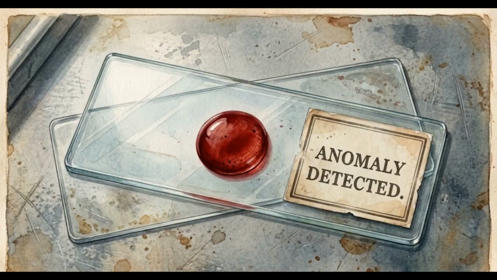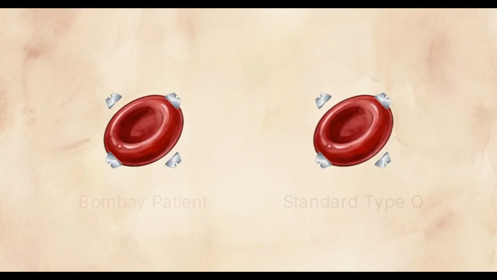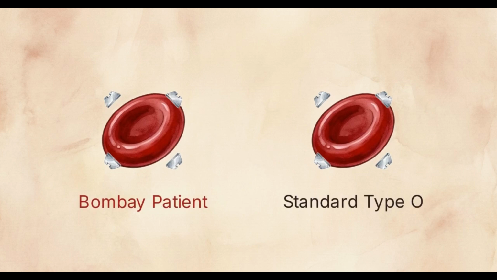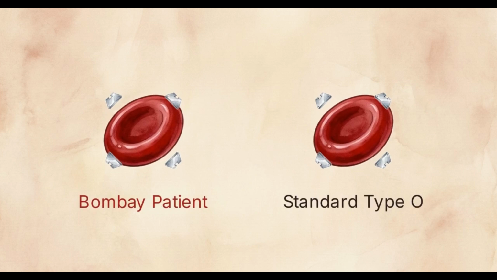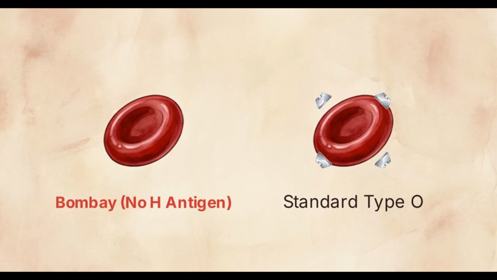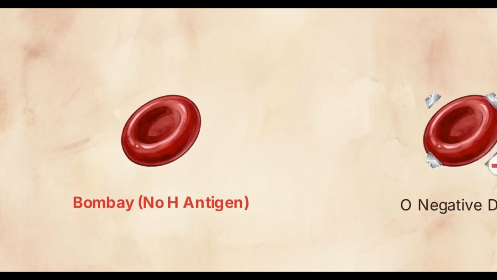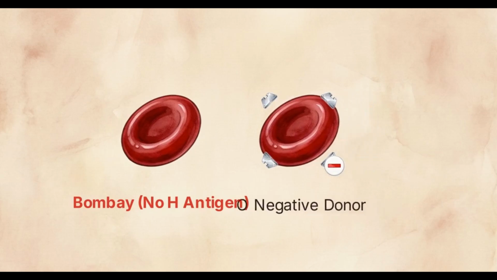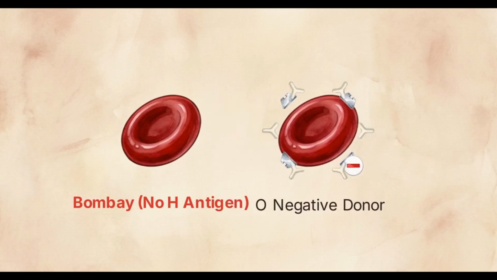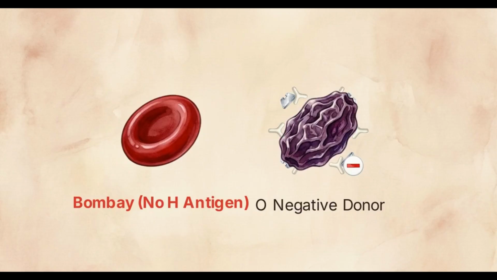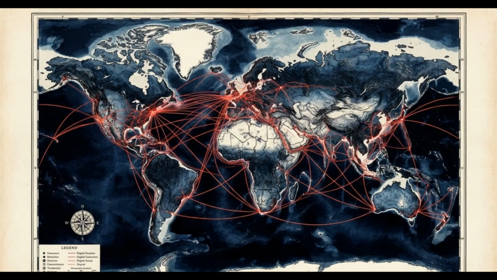But sometimes the standard biological rules of the ABO system break down entirely. This visual shows the Bombay blood group. In standard tests, it looks exactly like type O. However, it completely lacks a foundational building block called the H antigen. Without this anchor, pumping standard O-negative blood into a Bombay patient triggers a fatal immune response. Doctors are forced into a frantic global hunt to locate one of the few other living Bombay donors.